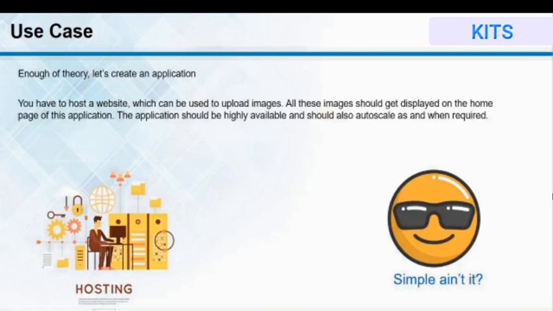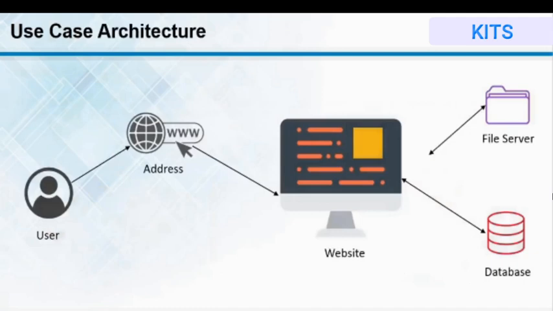Right, so this is our use case and we have to host this application on the AWS infrastructure. So let us first see how we will architect the way this website will function. The user will point to a website address. That website address will point to the website, and that website will actually be dealing with the file server and a database.